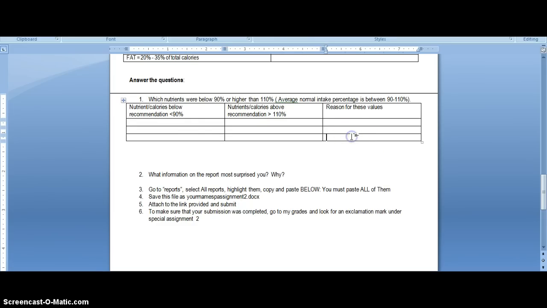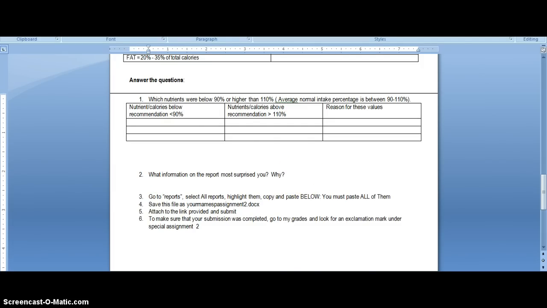After you have filled out the information in this chart, you need to answer the last question, which is, what information on this report or on this table here most surprised you? Was there anything on the report of the intake versus goals that surprised you? Whether there was or was not, you need to tell me why. Again, if you need more space, fill it in the space here provided.